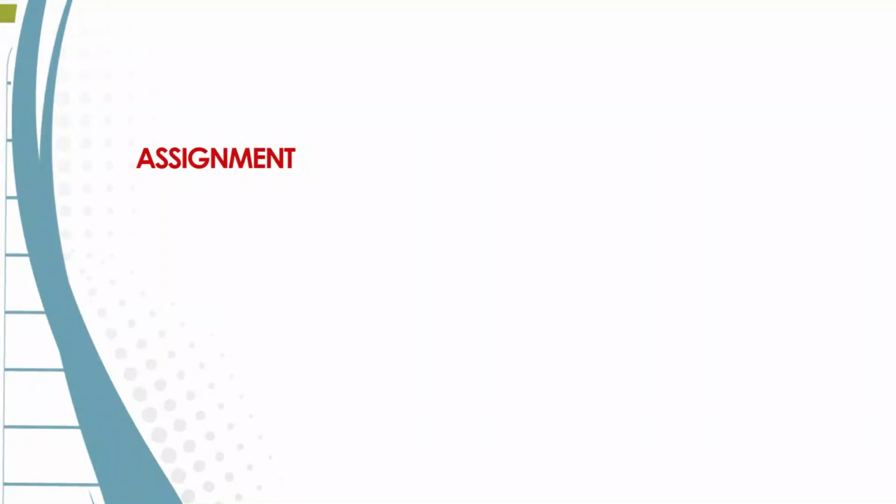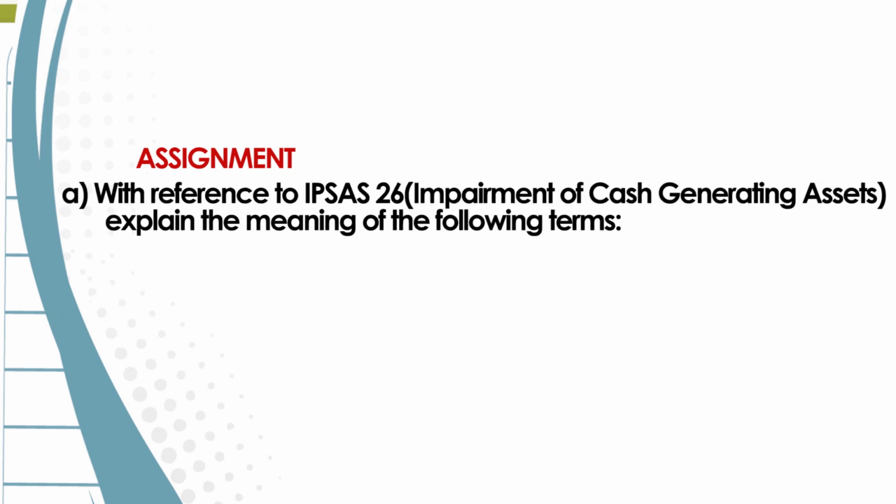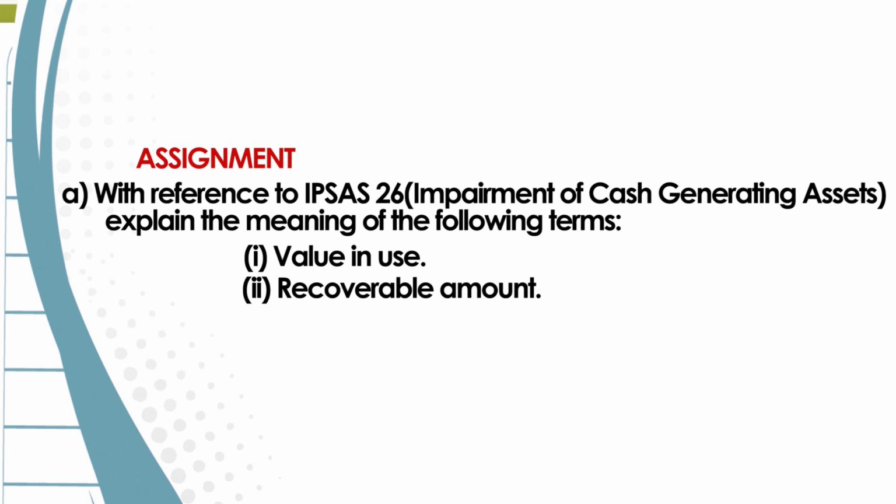So for now, here is today's assignment with reference to IPSAS 26, impairment of cash generating assets. Explain the following terms. Number 1, value in use. Number 2, recoverable amount. And number 3, a cash generating unit. So that is today's assignment.